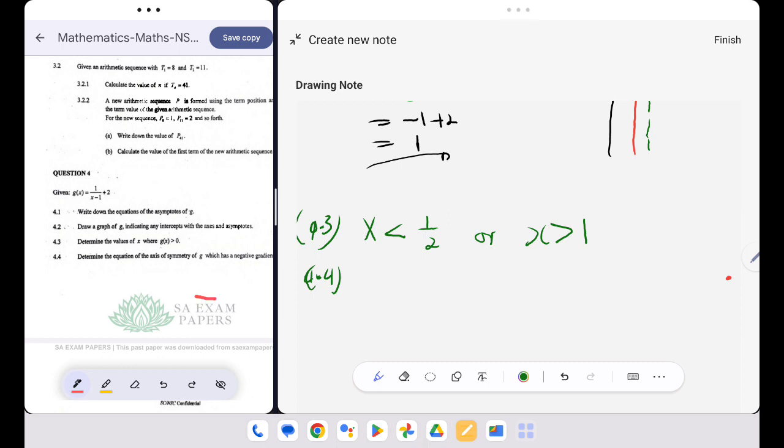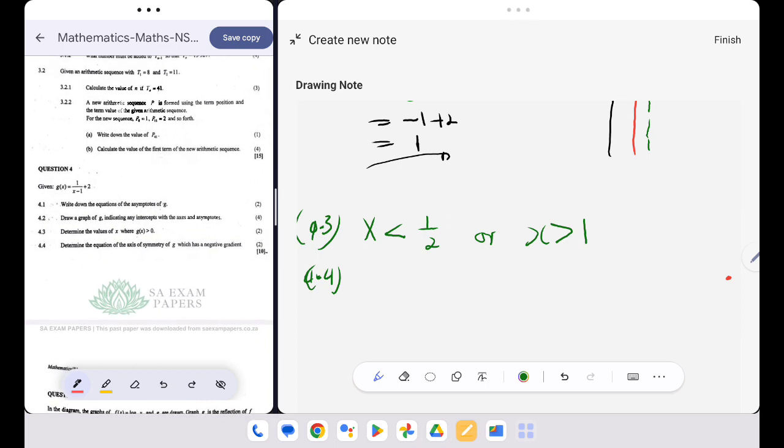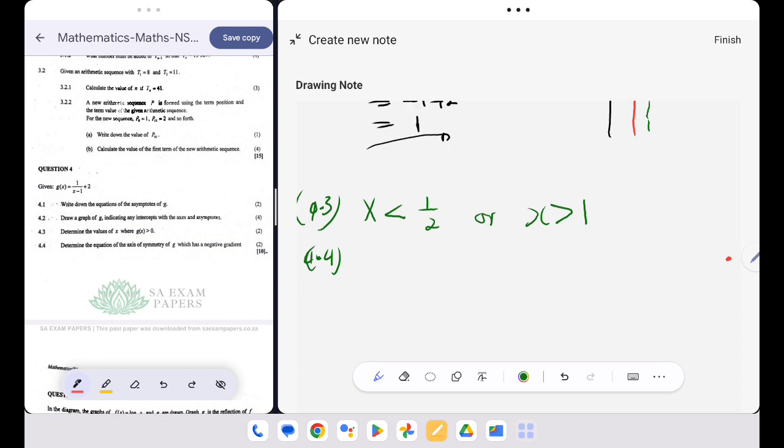4.4, determine the axis of symmetry of g that has a negative gradient. This is simple. For the axis of symmetry, you must always have your graph.